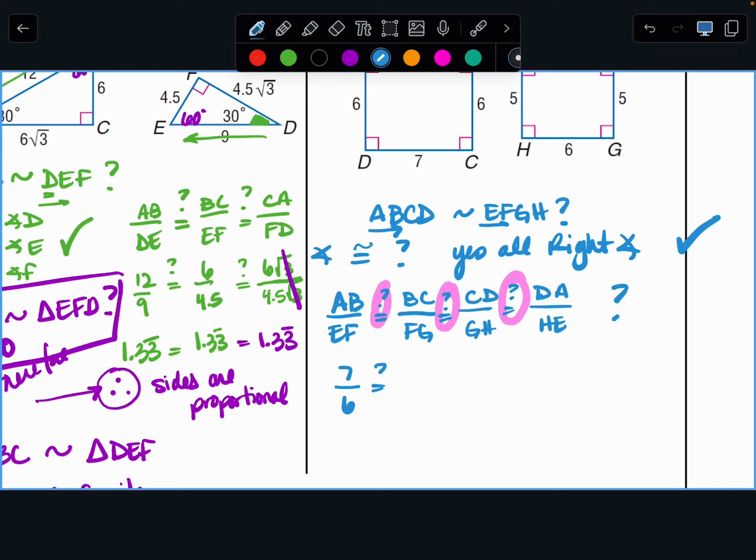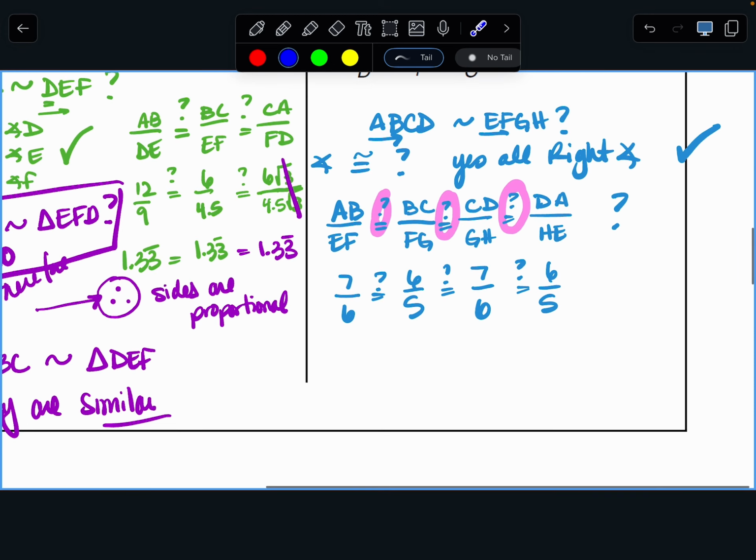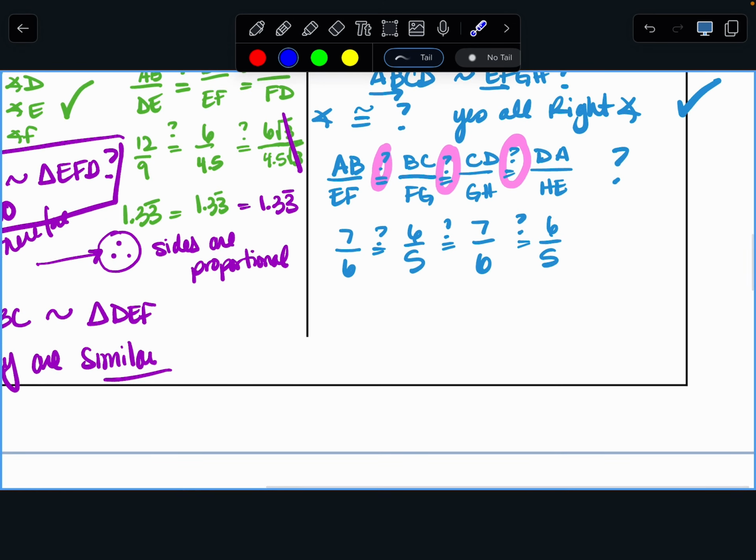So this equals maybe 6 over 5, 7 over 6, and 6 over 5. Now right away I can see that I have two sets of sides that are the same. So they're the same then, right? The only way to check is to put that in the calculator and see that this is 1.16 repeating, and this is 1.2.